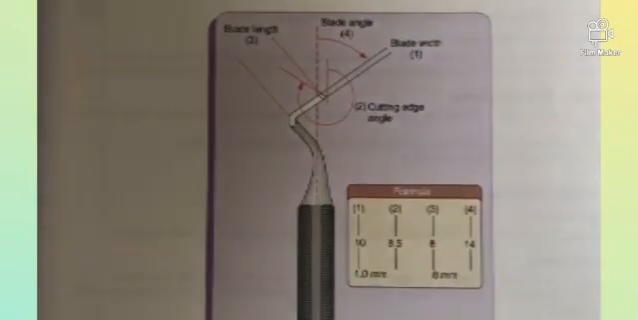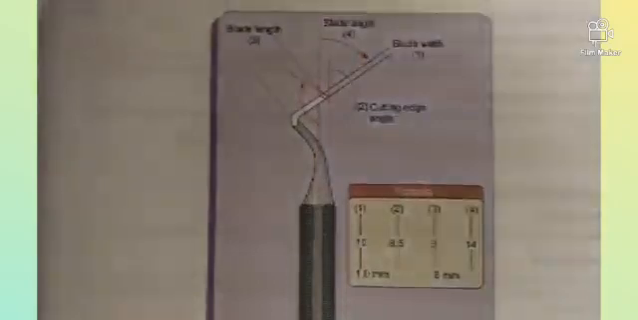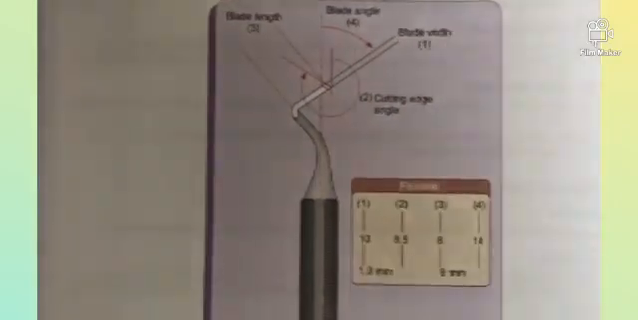Hello everyone. Now coming to the instrument formula. The instrument formula was given by G.V. Black. It can be a 3-unit formula or a 4-unit instrument formula.